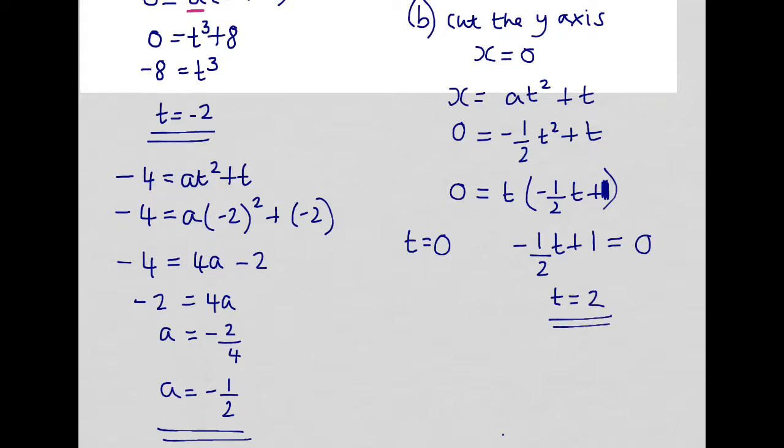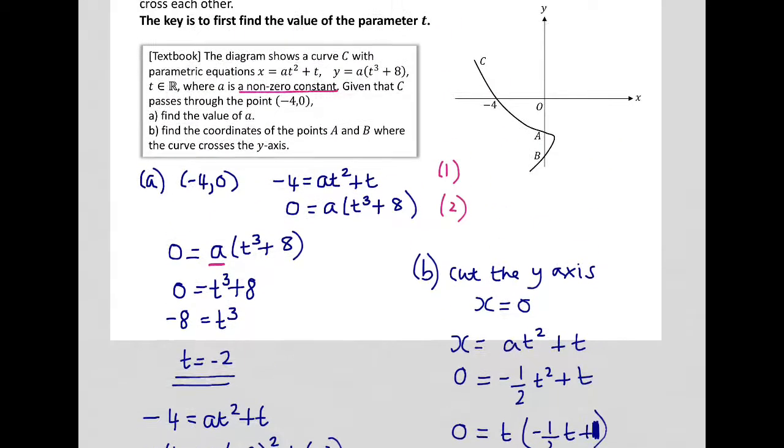So there's my two solutions. If I had divided through by t, I would have lost my t equals 0, which would mean I wouldn't have got two solutions here. I'd have only got one. So be aware of that.